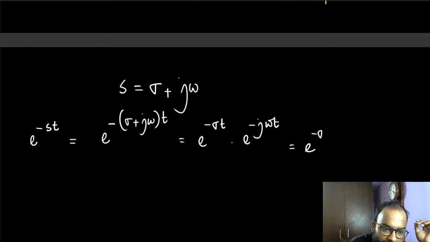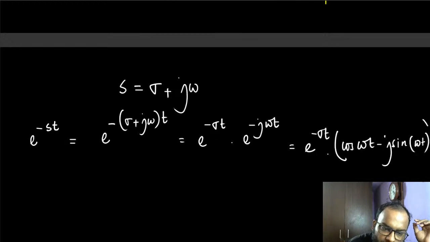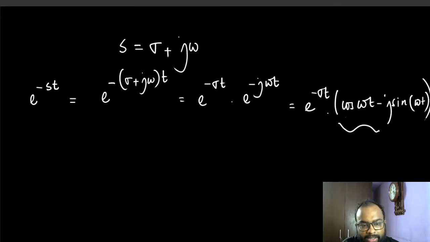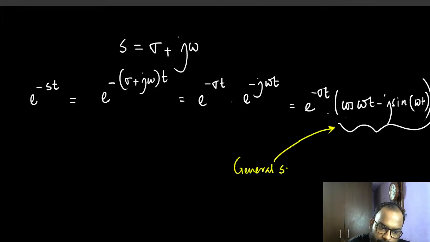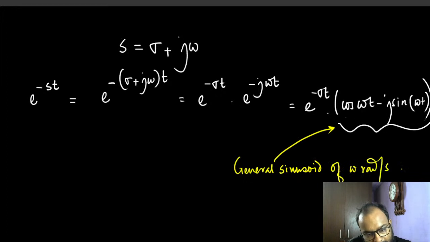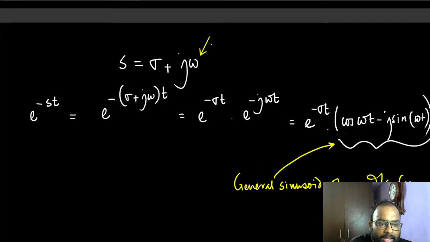Okay, so this e to the power minus sigma t is a real quantity, and then we have e to the power minus j omega t, and that's obviously cos omega t minus j sine omega t. We know that is a general complex representation of a sinusoid. This is representing a general sinusoid of frequency omega radian per second, showing you an oscillatory signal. So by just knowing omega, you know the frequency of the sinusoid associated with this.